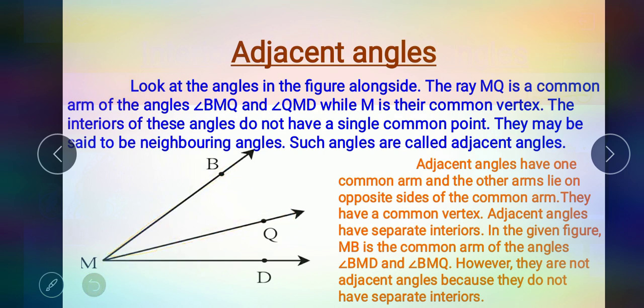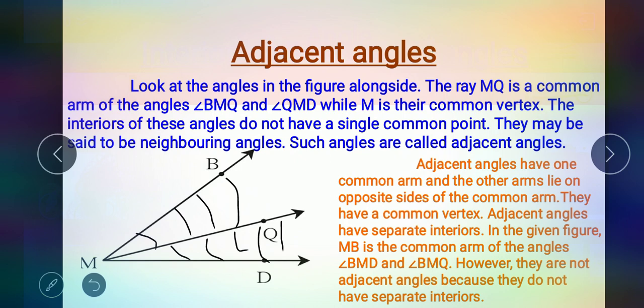The angle BMQ and the angle QMD have a common arm MQ, while M is their common vertex, students. The interiors of these angles do not have a single common point. This interior is separate and this interior is separate, students. They do not have even a single common point.